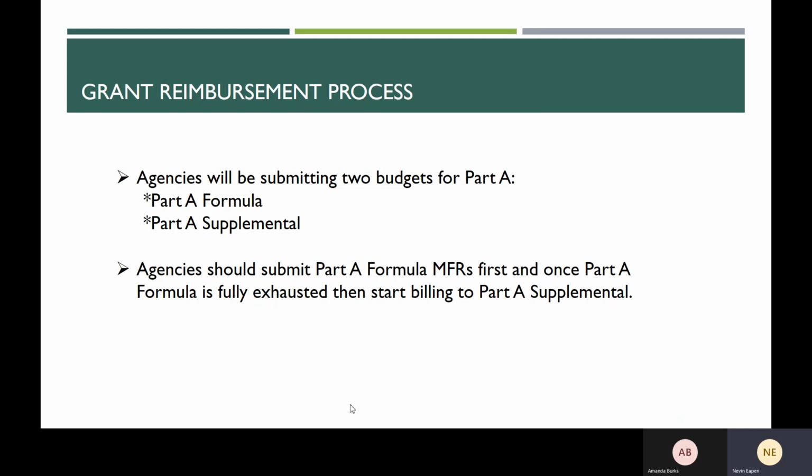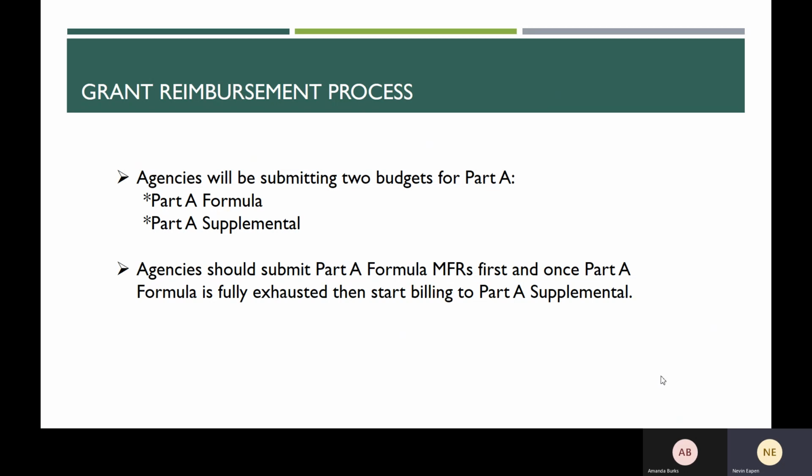For the FY 21-22 fiscal year, the GMD fiscal team is asking for the subrecipients to submit 2 budgets, one for Part A formula and one for Part A supplemental. MFRs should be billed to Part A formula first, and then when it is fully exhausted, start the billing for Part A supplemental. We will not accept any Part A supplemental MFRs until the Part A formula is completely done.